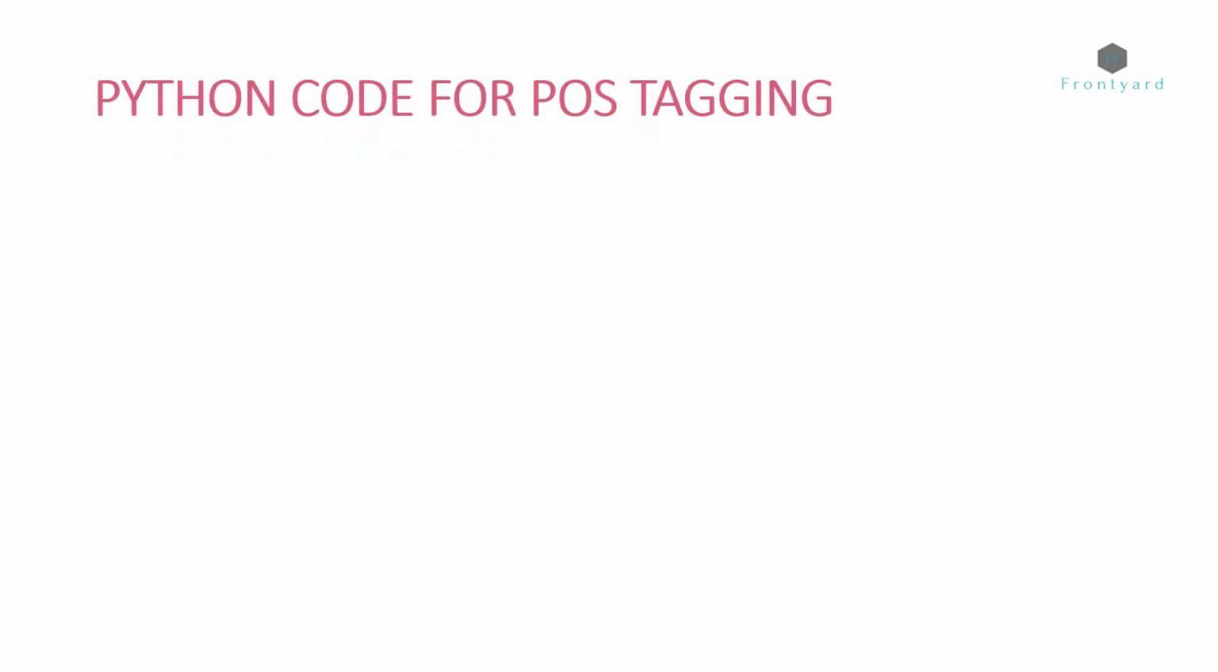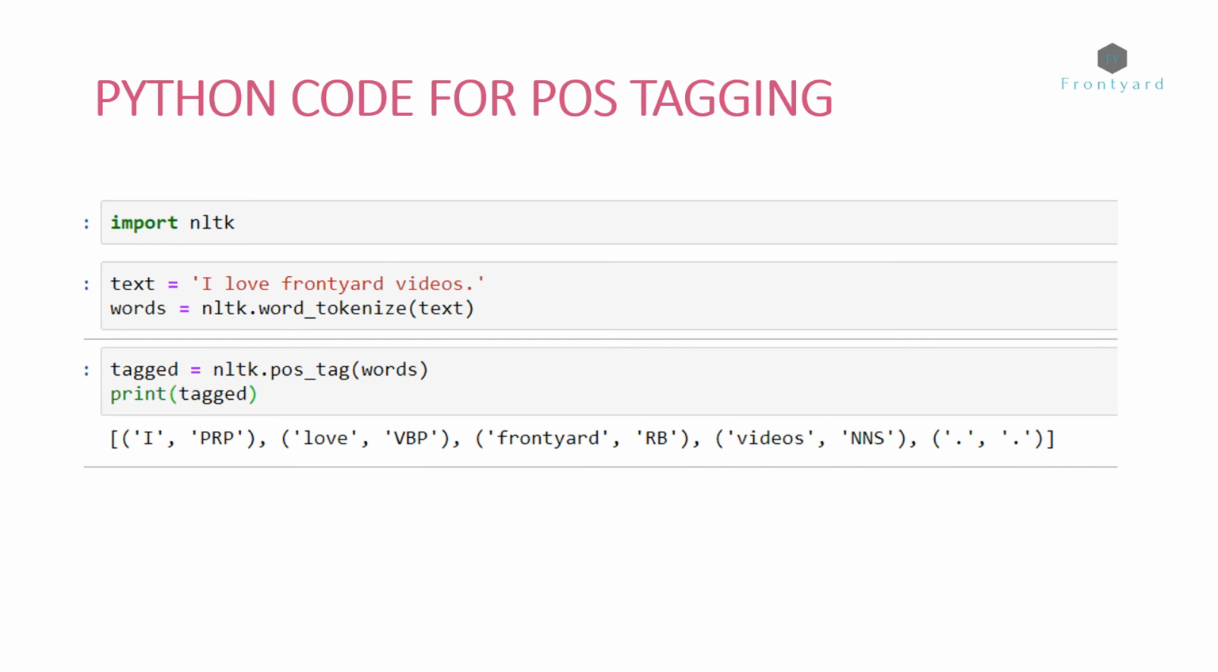Now let us see the Python code for POS tagging. For this we need to import NLTK. NLTK stands for Natural Language Toolkit. It is a toolkit available in Python and it is most commonly used for NLP processes. The text I am going to use is I love Frontier videos. Now we need to convert the sentence into individual words. For that we will be using the word_tokenize function. And for obtaining the POS tags, we will be using the pos_tag function, and the answer will be stored in the tagged variable. So if we print it, here is the output that we get.